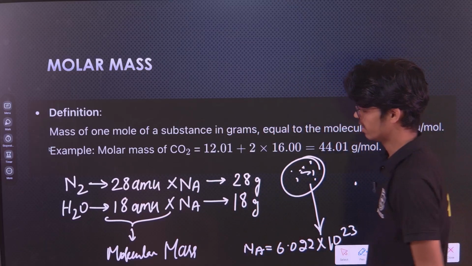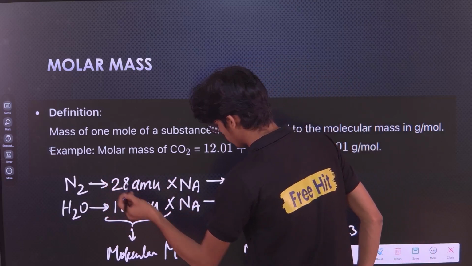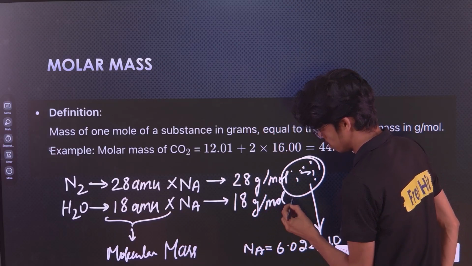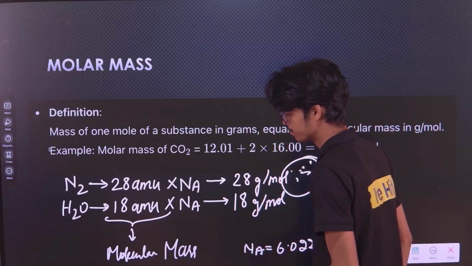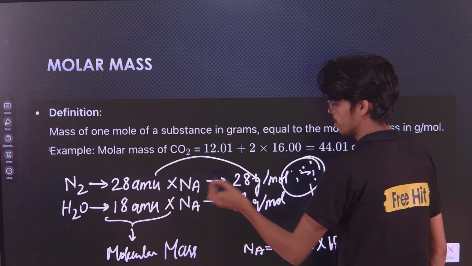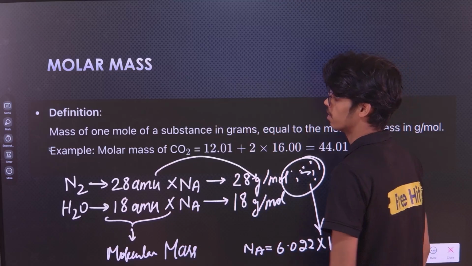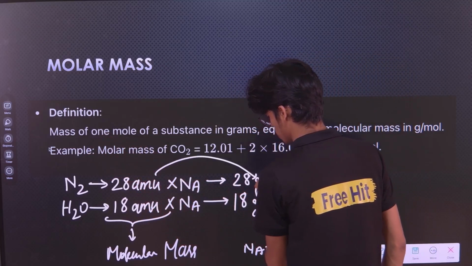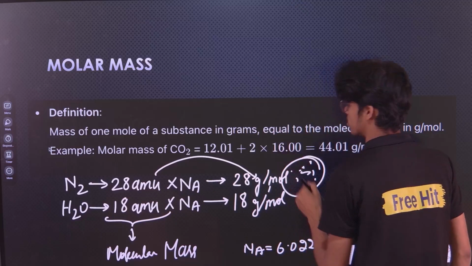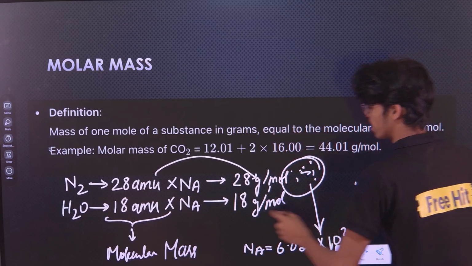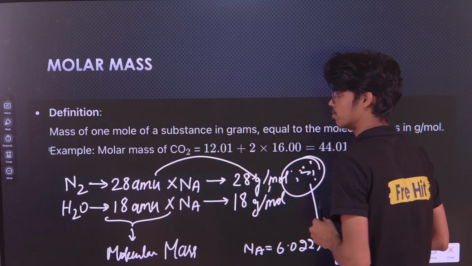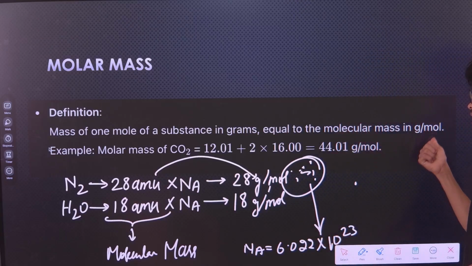So you can see it is the same number, but in grams per mole. Obviously this is per mole mass: the mass of 1 mole. So 28 atomic mass unit becomes 28 grams, from atomic mass unit to grams. Now can you read the definition once again? The mass of 1 mole of a substance in grams is equal to the molecular mass. So is it equal to the molecular mass? Yes, the number is equal to the molecular mass but in gram per mole. Got it?